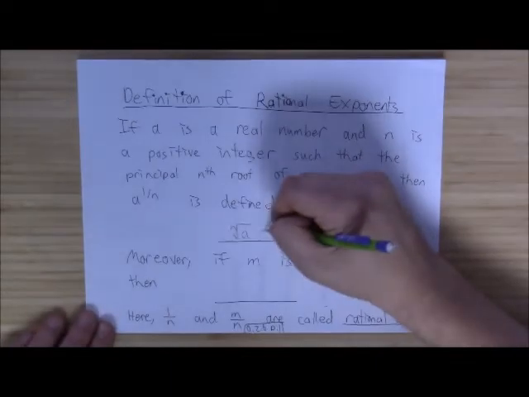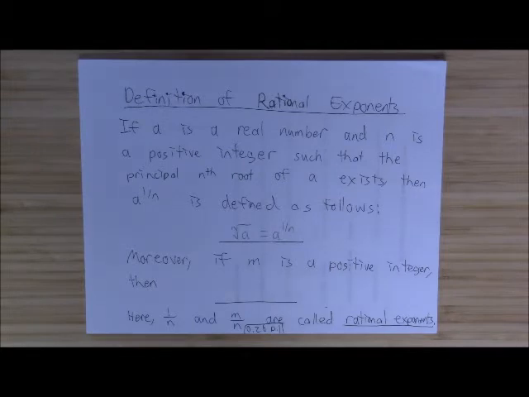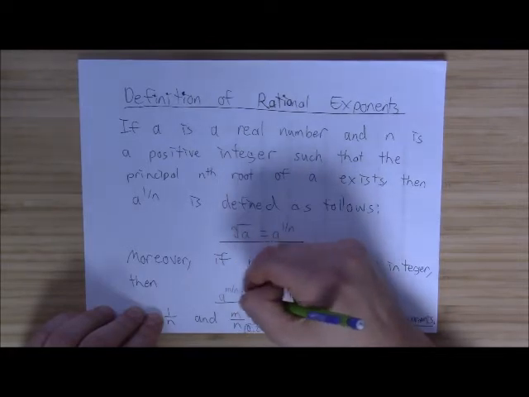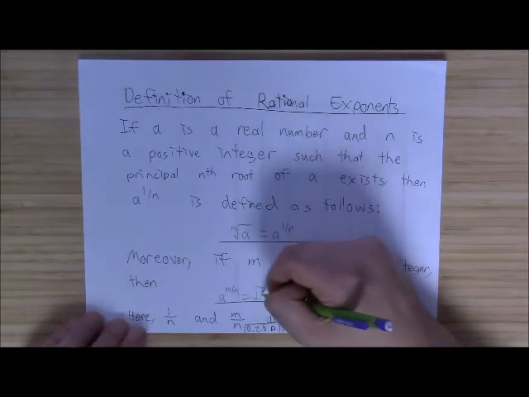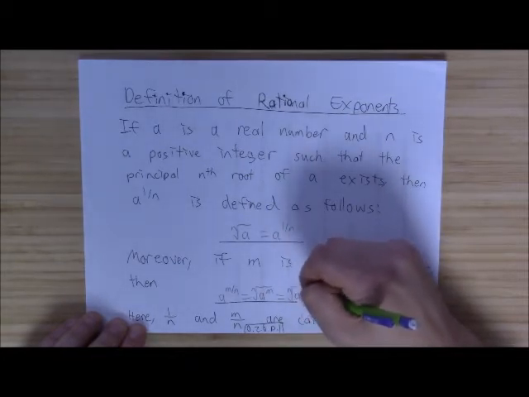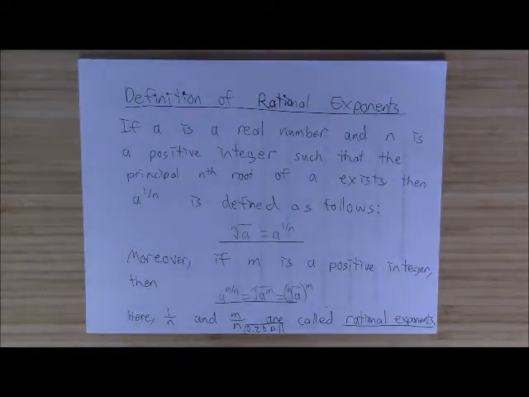So this is the same thing as a to the 1 over n. Moreover, if m is a positive integer, then we can define a to the m over n. Using this, we can write it as the nth root of a to the m, or, since we know it's the same thing, the nth root of a all to the m. Here, 1 over n and m over n are called rational exponents. They're called rational exponents because they are fractions, and those are rational numbers.